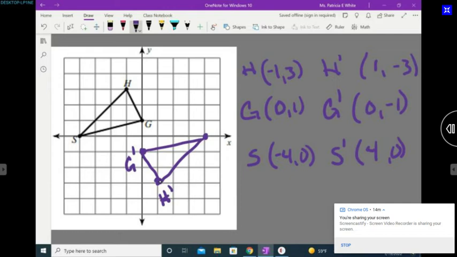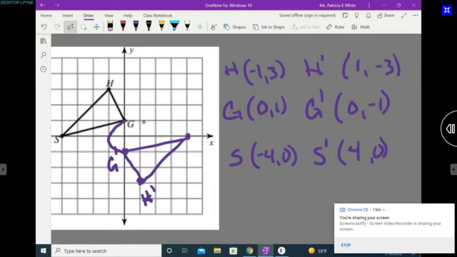G did what? Alright, but it didn't just slide down. G rotated 90, 180. My rule for 180 is opposite signs on both. Okay, so G was 0, 1, a 0 and a positive 1. Well, 0 doesn't have a sign, so it's going to stay 0. But the positive 1 becomes negative 1. You just got to follow that rule. Think about how many quadrants you would want to move. 180 is 2 90s. So 1, 2.